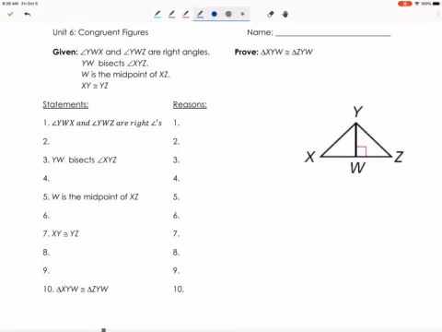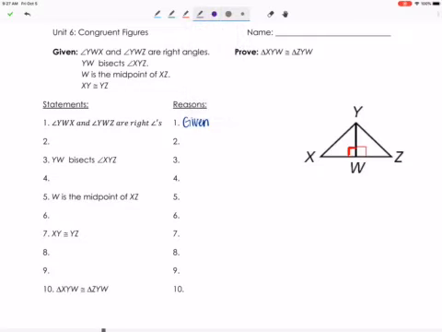You can see I've already kind of given you some to start with. So the first statement, I know that YWX and YWZ are right angles because that information was given. And if you'd like to, go ahead and add that into your picture. All right, both of those should be 90-degree angles.